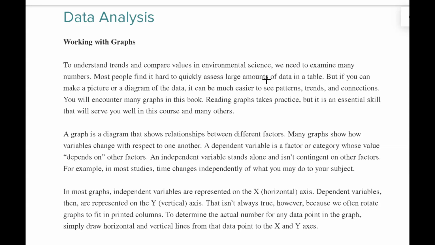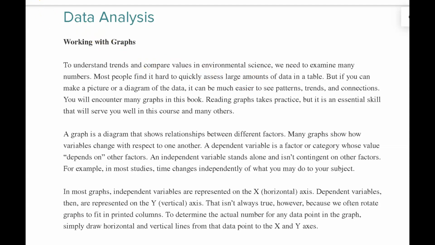So in my experiments, once again, the time of the day is my independent variable. This is something that I have control. I plan to do measurements at certain times of the day. And my dependent variable, which will depend on the time of the day, would be the temperature of the air outside.